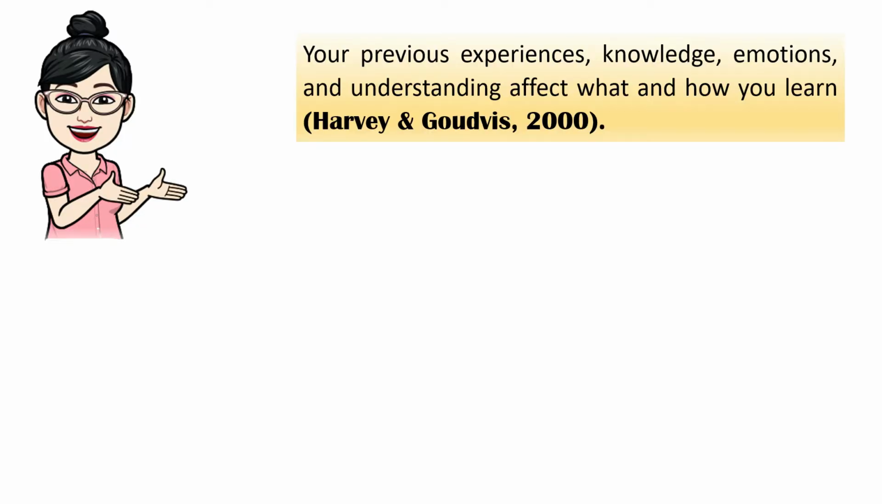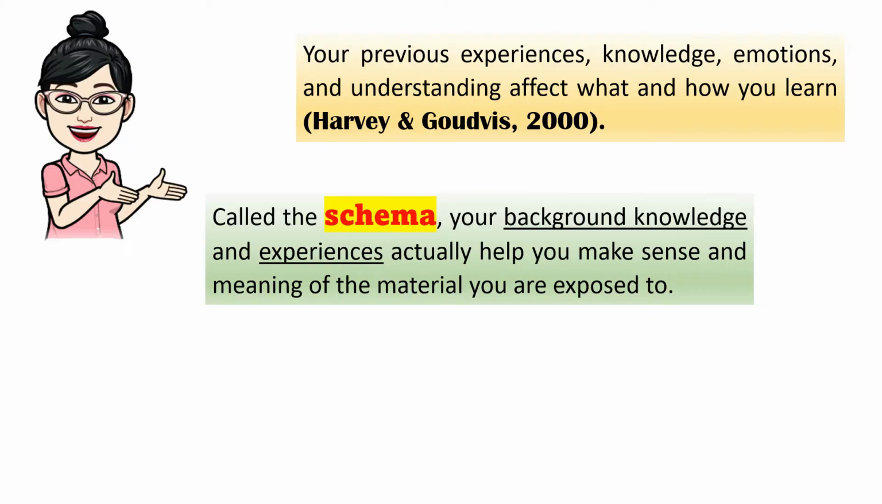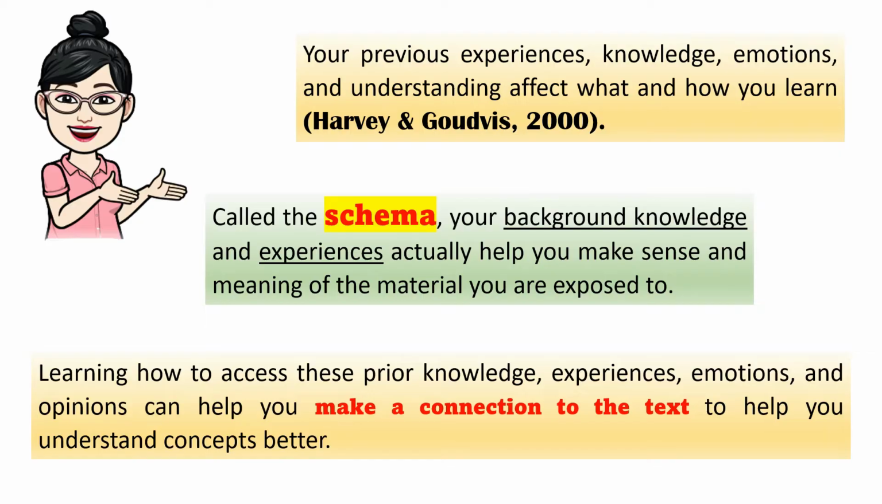You might not have noticed, but your previous experiences, knowledge, emotions, and understanding affect what and how you learn. That is according to Harvey and Goudvis in 2000. Called the schema, your background knowledge and experiences actually help you make sense and meaning of the material you are exposed to. Learning how to access this prior knowledge, experiences, emotions, and opinions can help you make a connection to the text to help you understand concepts better.